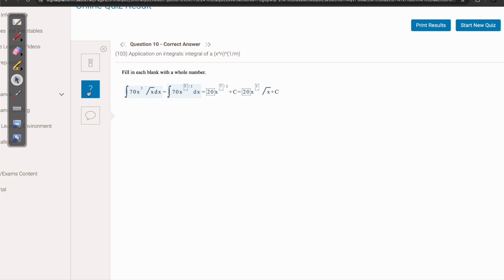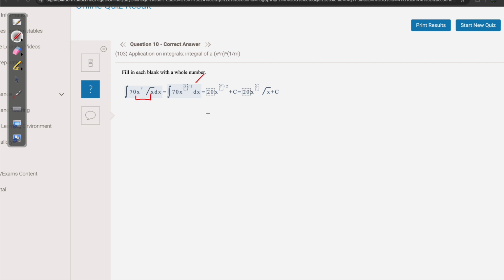Okay, fill in each blank with the whole number. So integral of 70x squared radical x is equal to, okay, the first part is easy. Since we have common bases, we just add the powers. So 2 plus 1 over 2 is 5 over 2.